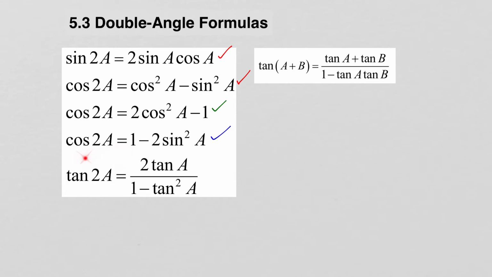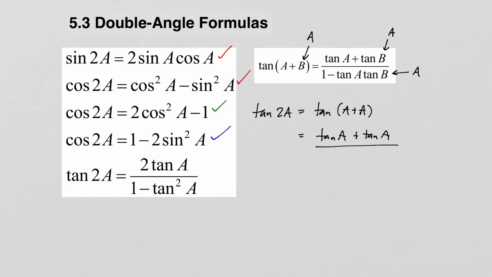And finally, to prove the last double angle formula, I'm going to once again make the realization that tangent of 2a is tangent of a plus a. And once again, we are going to replace the angle b with angle a. And if we do that throughout the formula for the tangent of a plus b, we end up getting tangent of a plus tangent of a over 1 minus tangent of a times tangent of a.